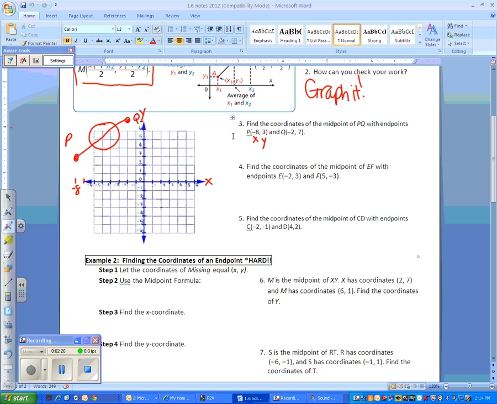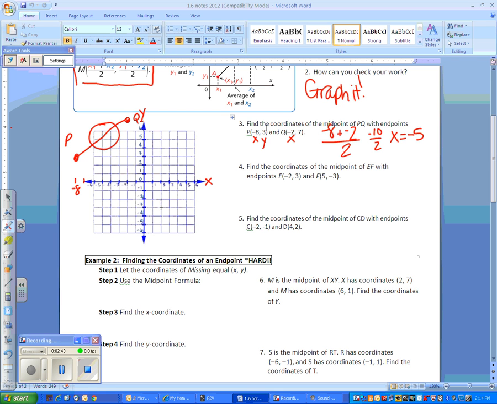But what we're going to do is we're going to take the x's. So we're going to take the x's and we're going to add them up. So negative 8 plus a negative 2, and we're going to divide it by 2. Well, that's negative 10. Negative 10 divided by 2 is negative 5. So x equals negative 5.